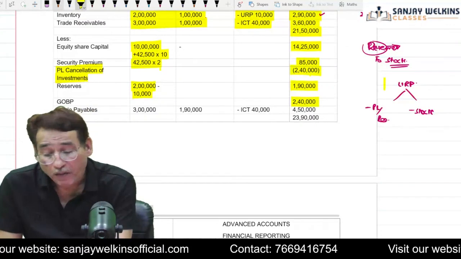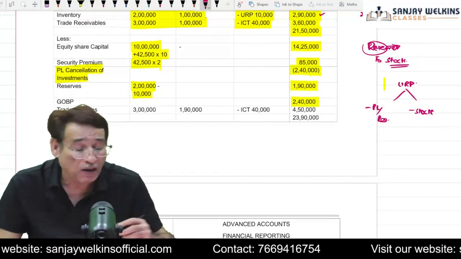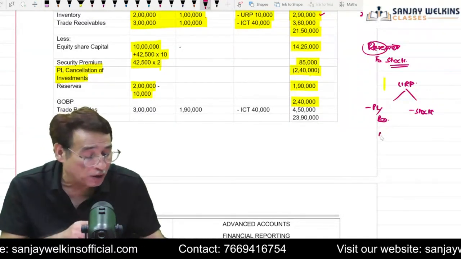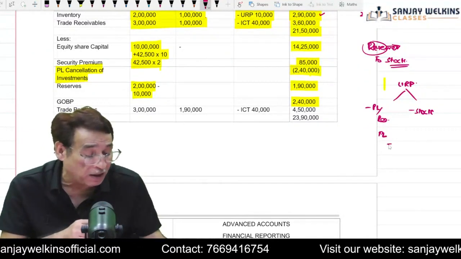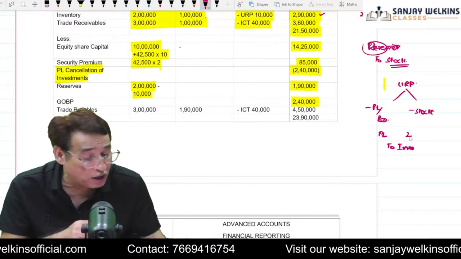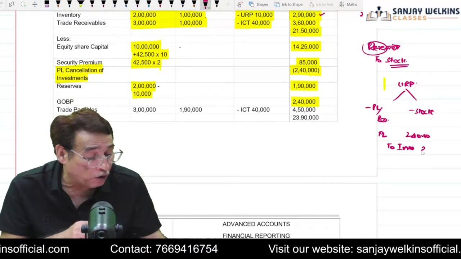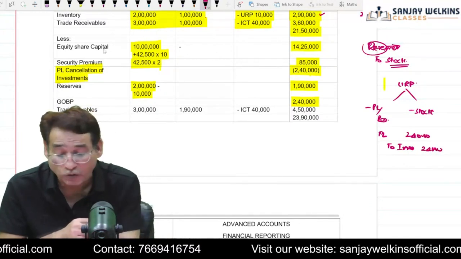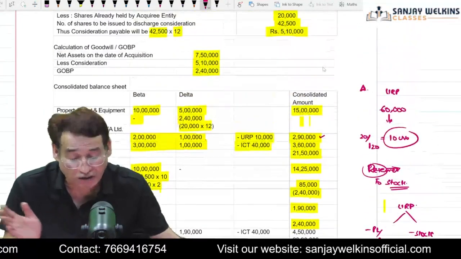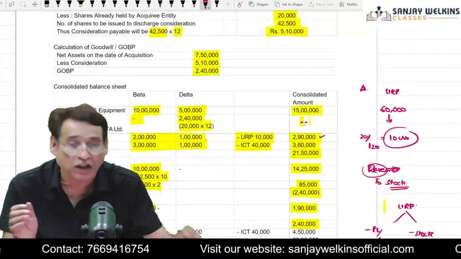And if the acquiree entity has made an investment in your company, to cancel that investment, we pass an entry, profit and loss account debit to investments account. On account of that, our profit and loss account will get a debit balance. That is why I have written here P&L cancellation of investment 240, and this investment will get cancelled. That is why nothing will come over here.